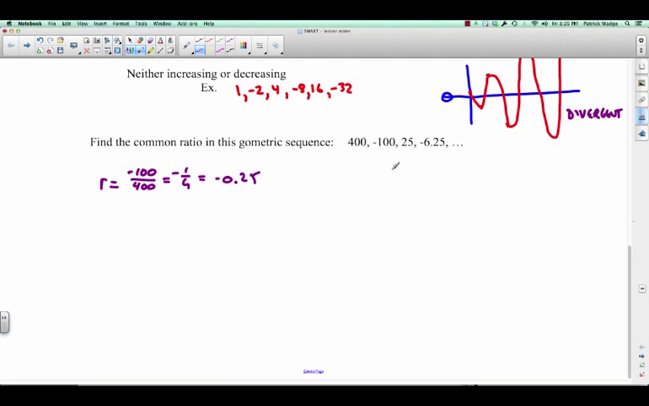Someone beside you, let's say a student beside you, didn't use those numbers. They used 25 and divided it by negative 100. If you put that in lowest terms, you get negative 1 over 4, which is negative 0.25. And the same thing if you did with the third one. If you did negative 6.25 divided by 25, you would also get negative 0.25. So that is your common ratio.